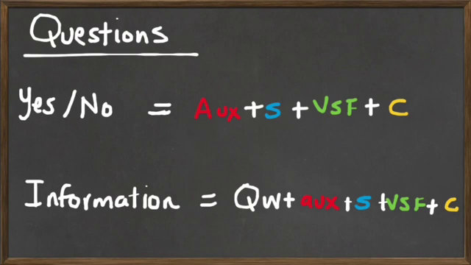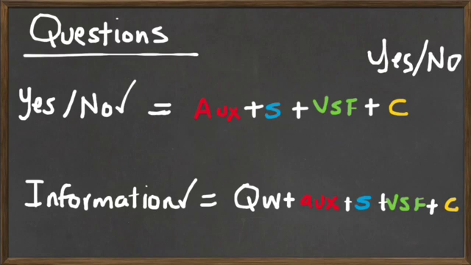Now, questions. When making questions in the simple present, don't forget there are two types of questions: yes-no questions and information questions. The yes-no questions are called that way because the answer to them is either yes or no. In information questions, our answer will always be specific information. The formula for yes-no questions is almost always the same in English: our auxiliary, the subject, the verb in simple form, and the complement.